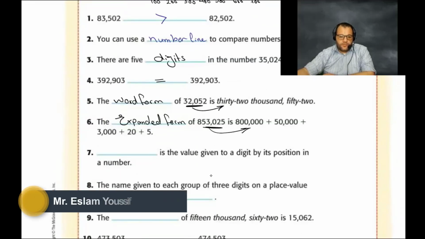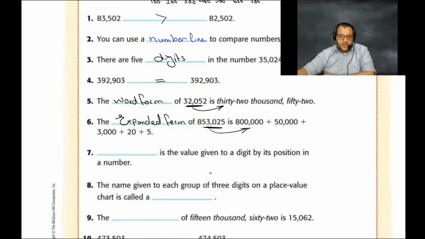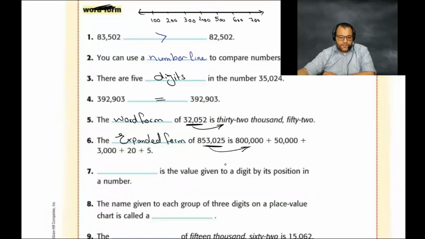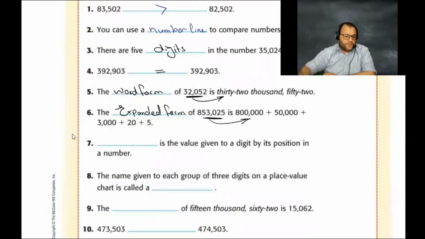So number seven. You can open the book with me instead of going up and going down. You have the book. Standard form? A standard form is the value given to the digit by its place value. Place value. Thanks.